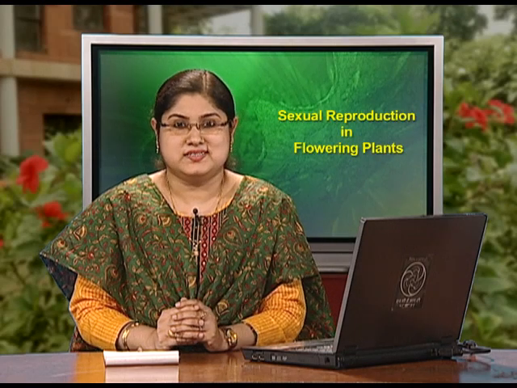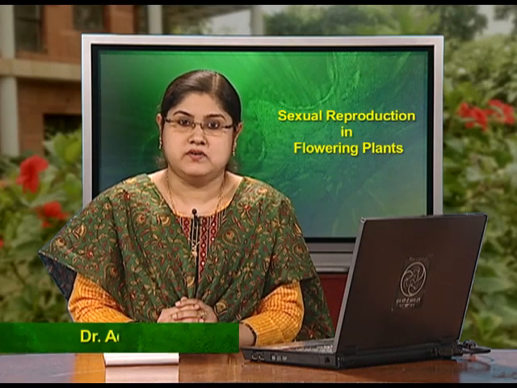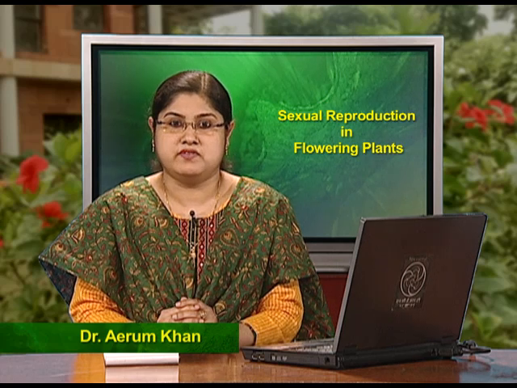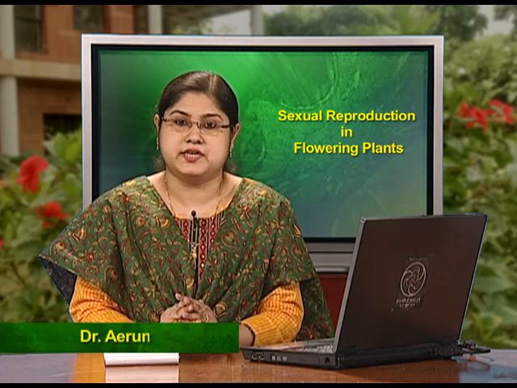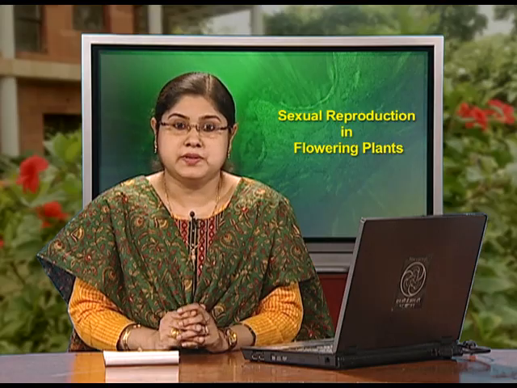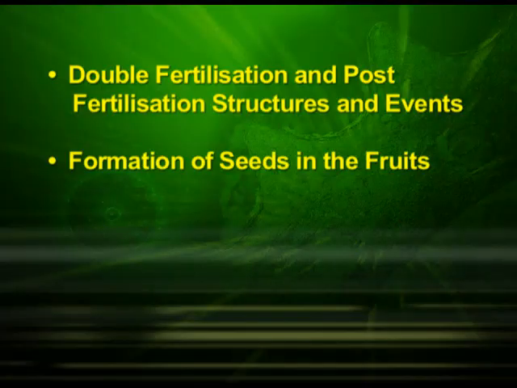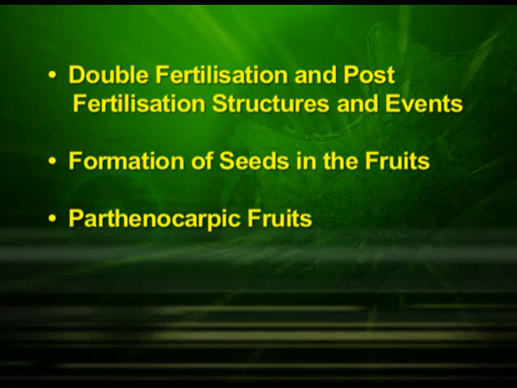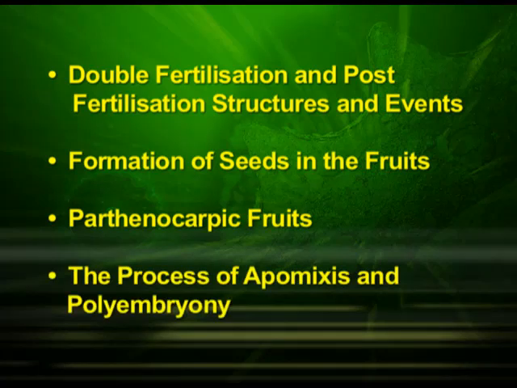Hello dear students. In the fourth and final part of the topic of sexual reproduction in flowering plants under the unit reproduction, we will cover double fertilization, post-fertilization structures and events like development of endosperm and embryo, formation of seeds in the fruits, parthenocarpic fruits and the process of apomixis and polyembryony.